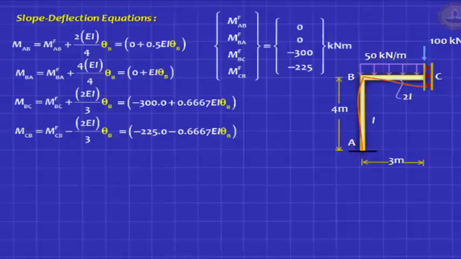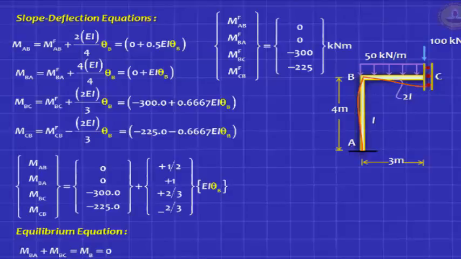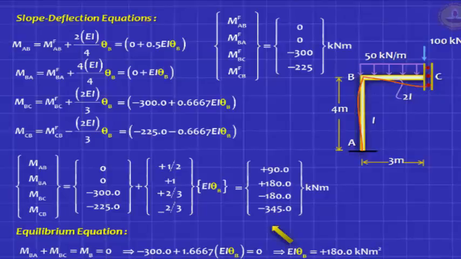If you know theta B, you can crack the problem very easily. To get theta B, you need one equilibrium equation, and that equilibrium equation is very easy to get. That is MBA plus MBC is 0. So you add the second and third equations, solve it, plug it into your solution. You've got the end moments. Okay, that's it. It's as simple as that.